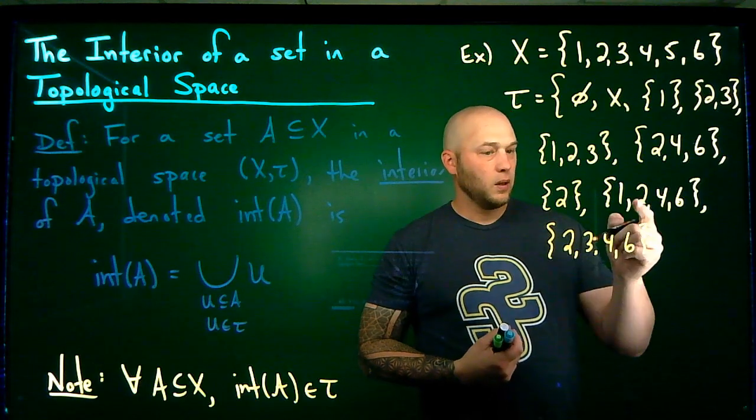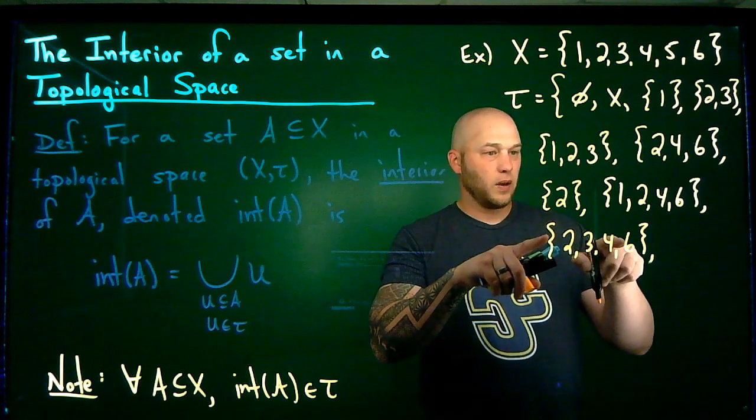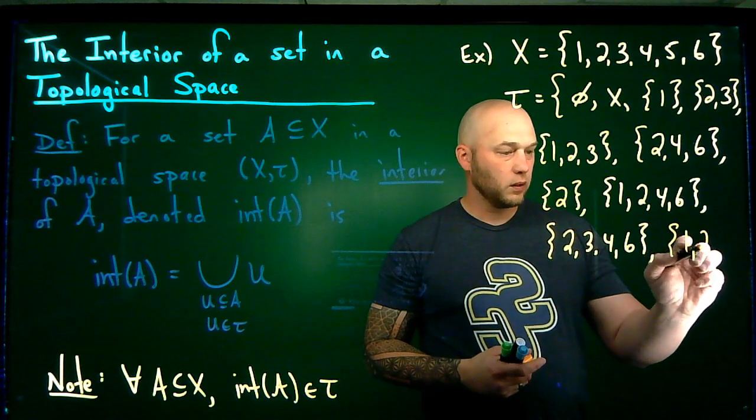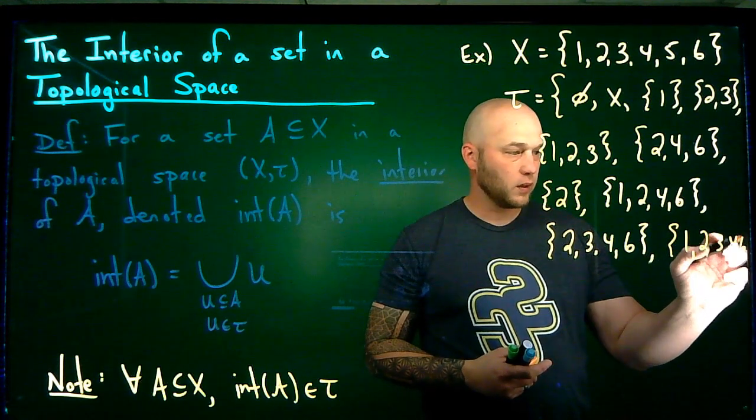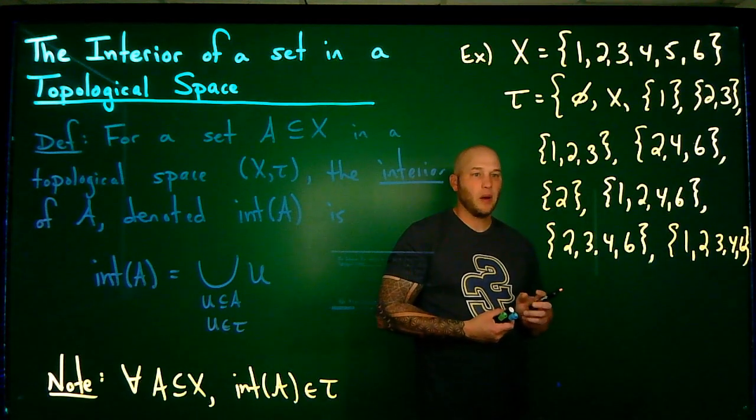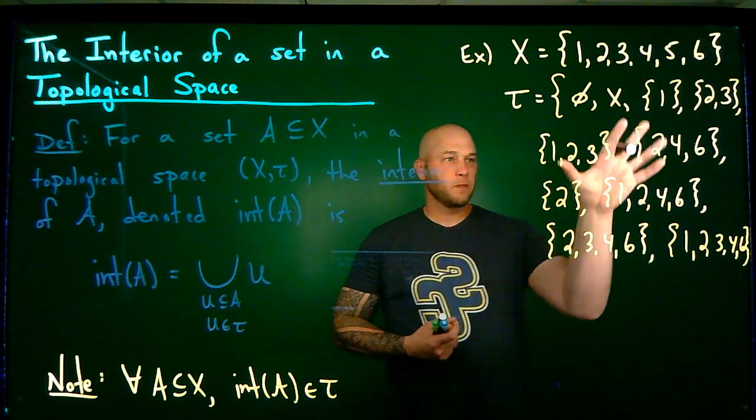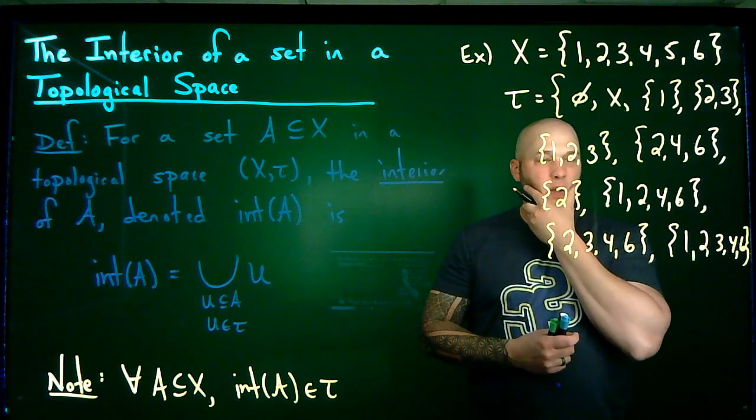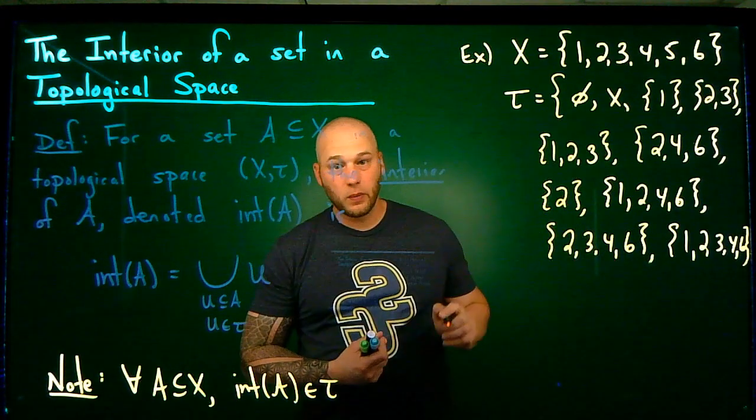And then 2, 3, 4, 6 with the singleton 1 would be 1, 2, 3, 4, and 6. I think that should be just about everything. Every union and intersection of those should be contained in there, and therefore that is going to be my topology.